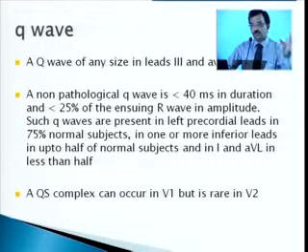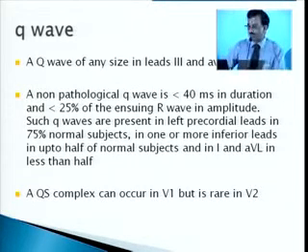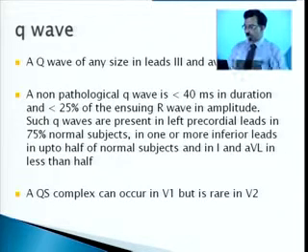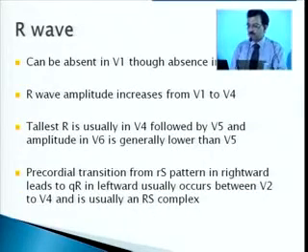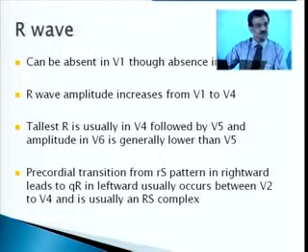So if you look at the ECG, if the Q wave is more than one quarter the amplitude of the R wave, then it is pathological; otherwise it is a non-pathological or physiological Q wave. The second thing is that the QS complex is very common in V1, and rarely we can see it in V2 also. We should correlate clinically. The R wave can be absent in V1, though absence in V2 is very rare. Most of the time it is present.